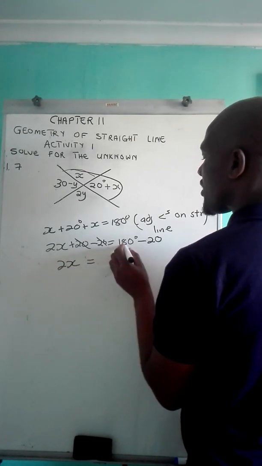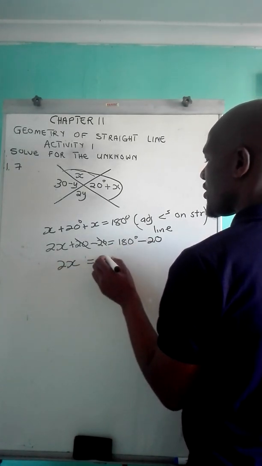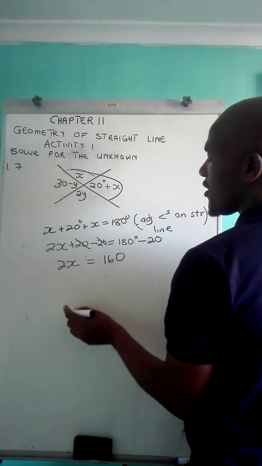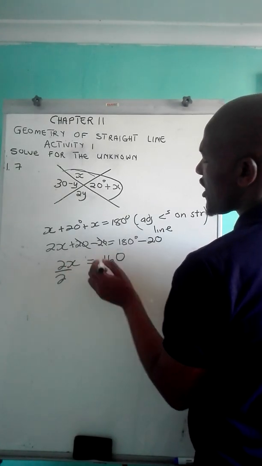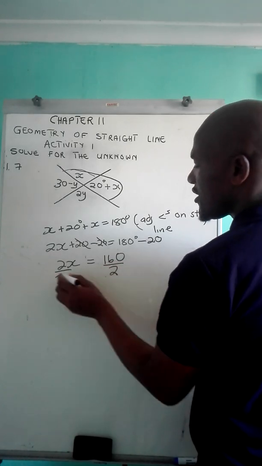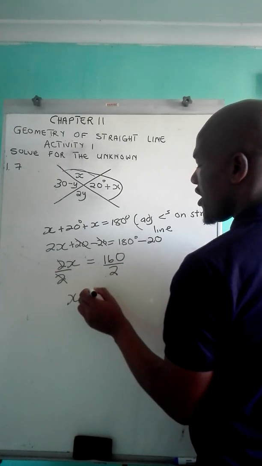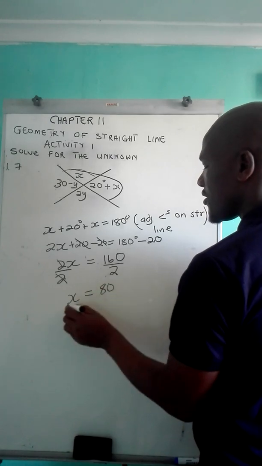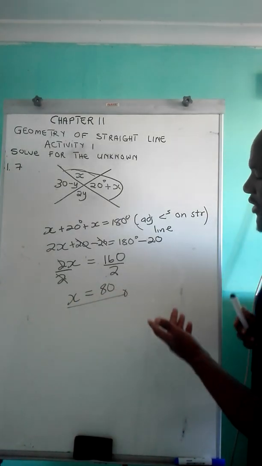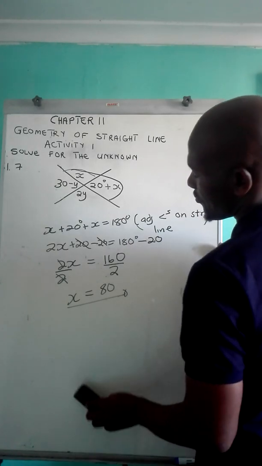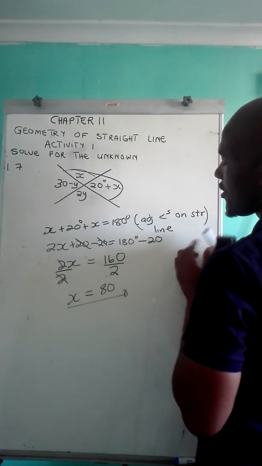2x, what is 180 minus 20? It's 160. You don't want this 2, you divide by 2. What you do on the left hand side, you also do on the right hand side. x is equal to 80. Okay, because 160 divided by 2 is 80 degrees.